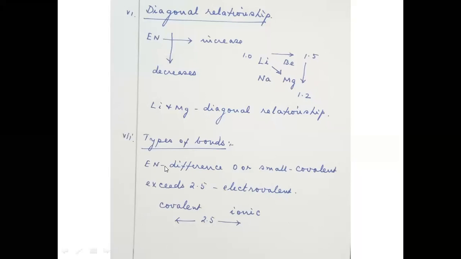And another thing, types of bonds can be found out using the application of electronegativities. If the electronegativity difference is 0 or small, the bond will be covalent. If it exceeds 2.5, the bond will be electrovalent. So 2.5 can be fixed at the middle: less than 2.5, the bond will be covalent, and greater than 2.5, the bond will be ionic. So these are all the applications of electronegativity.